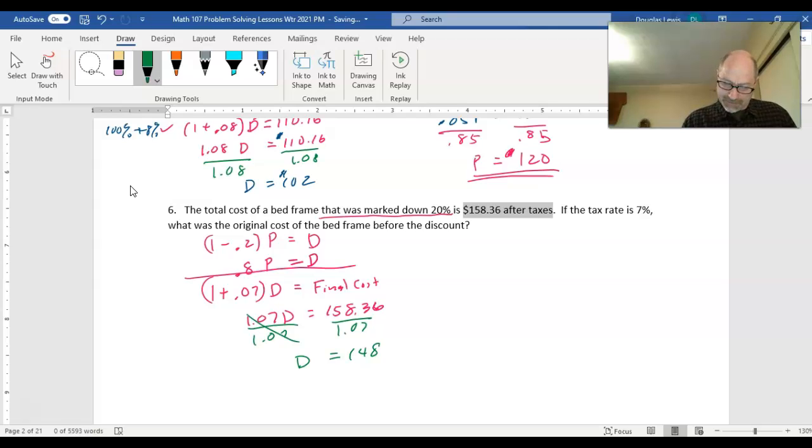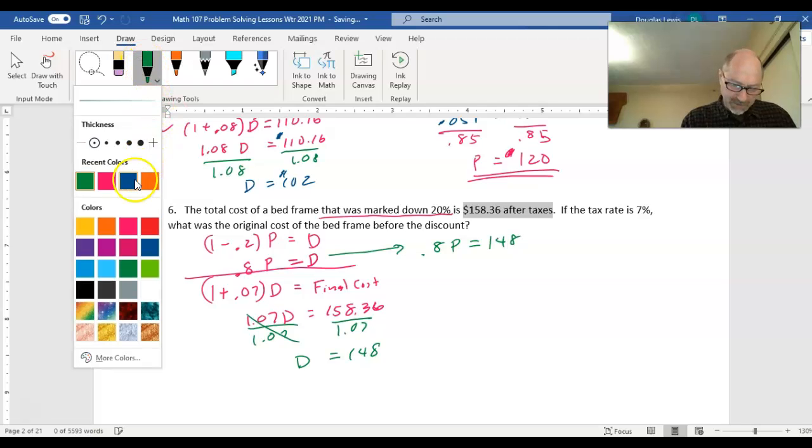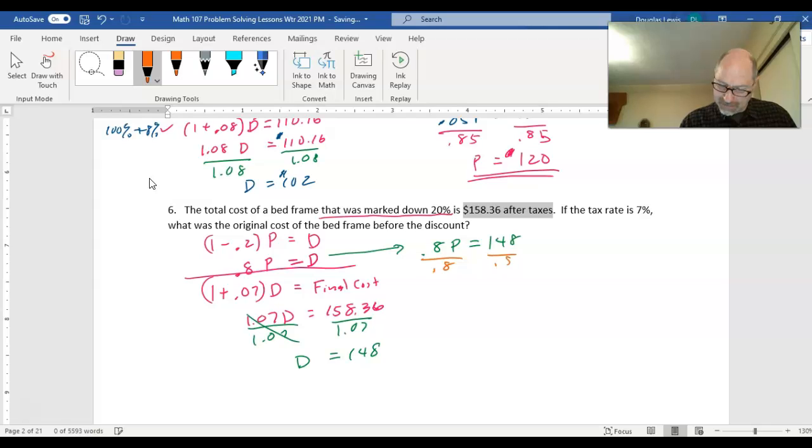And then we can come back to this problem and plug it in for D. 0.8P is equal to 148. So we divide both sides by 0.8. And, well, that's like 8 into 1480, right? We make that a whole number. So 8 goes into 14 once with 6 left over. It goes into 68 8 times with 4 left over. So that should be $185.